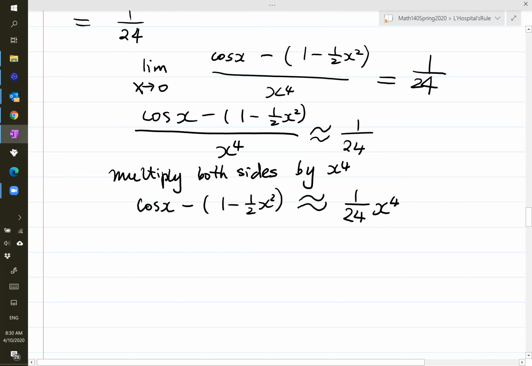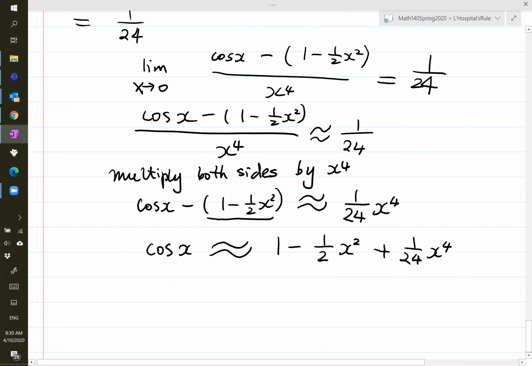Okay, if you move the terms 1 minus x squared over 2 to the right, then what you get is cosine x is represented by 1 minus x squared over 2 plus 1 over 24 x power 4. Now this turns out to be an even better approximation of cosine x. It turns out that if you use more and more terms, this approximation becomes better and better. The right side is a polynomial.